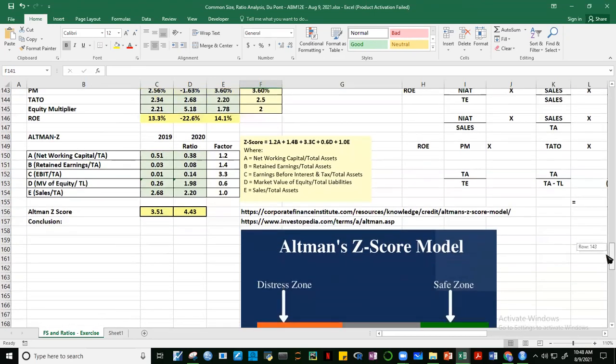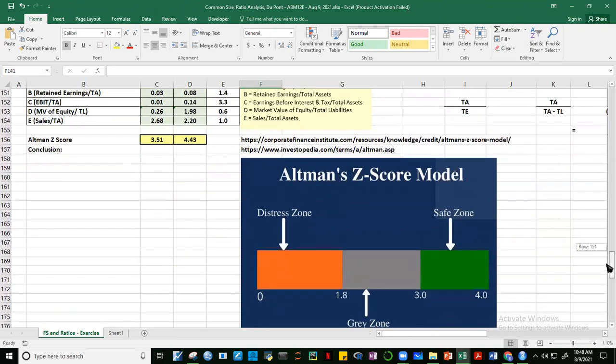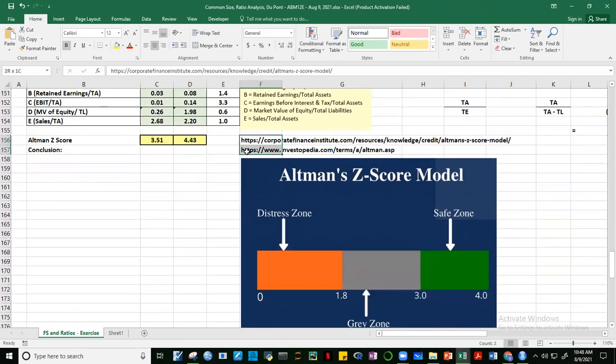Lastly, the Altman Z. I'm sending it to you here, you can take a look at it. Okay, in the chat.